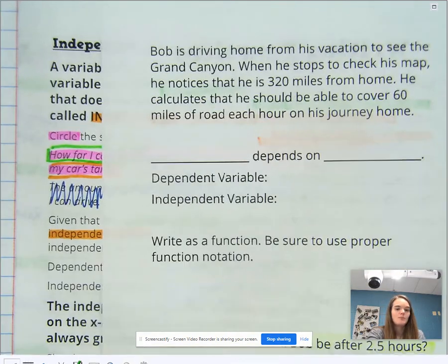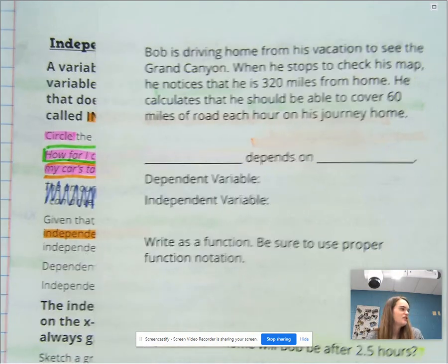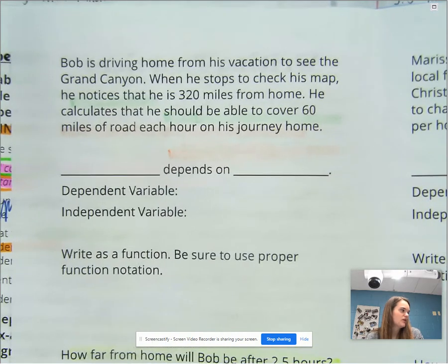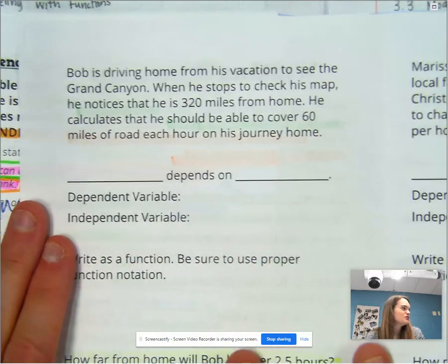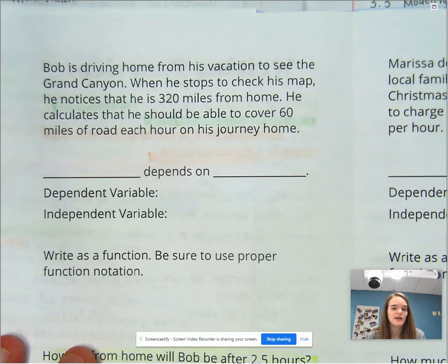Okay. Bob is driving home from his vacation to the Grand Canyon. If you haven't seen it, it's great. Actually, it's just a hole in the ground. I've been, but you know. Anyway, Bob is driving home from his vacation to see the Grand Canyon.